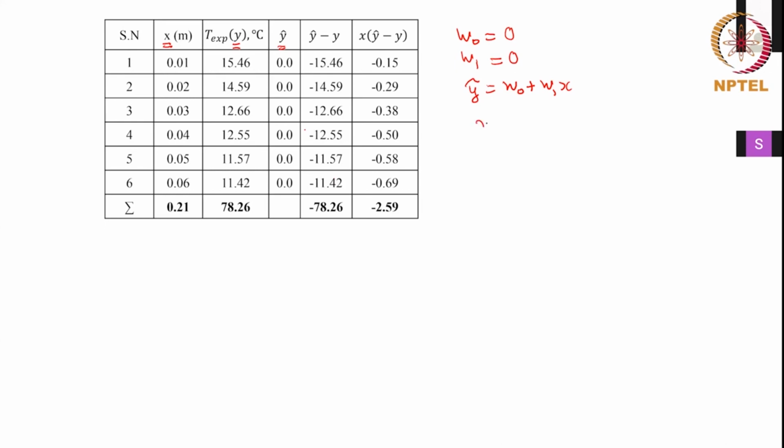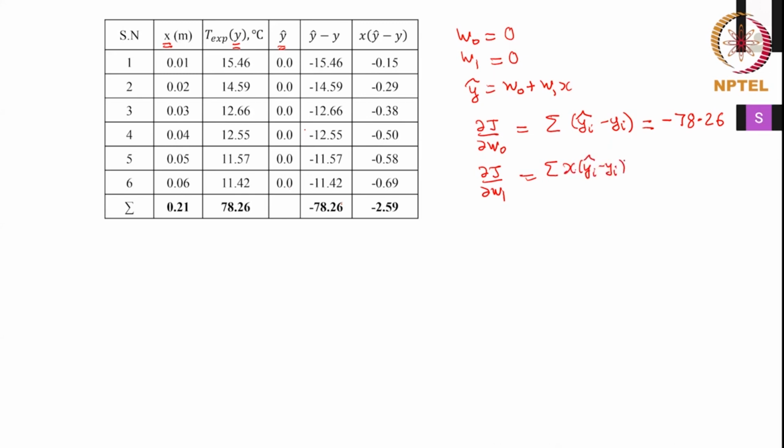Now, what we needed was del J del W0. This is sigma of y hat i minus yi, and this is minus 78.26. And del J del W1, I have also done this calculation, X multiplied by Y hat minus Y. I will request you to do this by hand once, because something of this sort I could probably ask in the exam. I haven't checked the question paper, but I could possibly ask.